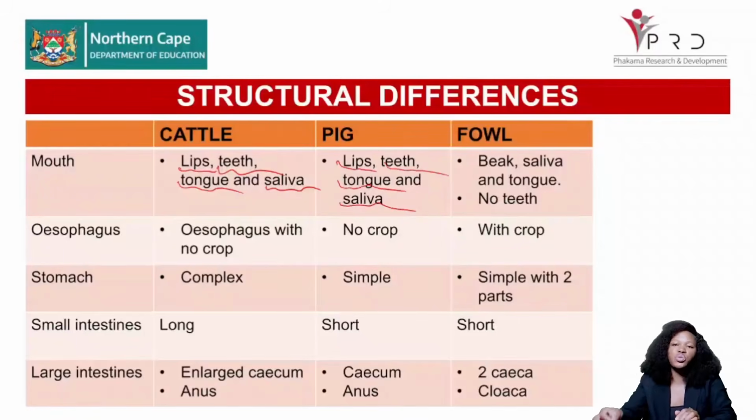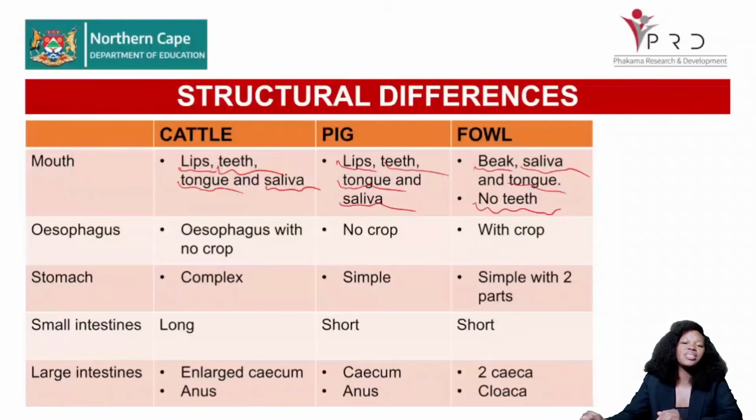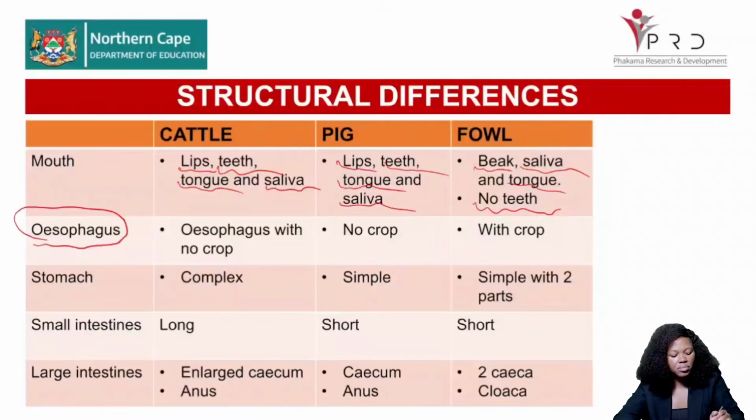But when it comes to the mouth of a fowl, there is a beak, saliva, and a tongue, but there are no teeth. That is why for a fowl to physically grind the feed, it must have the ventriculus, also referred to as a gizzard, that holds small stones that act as teeth. Now let us move to the esophagus.